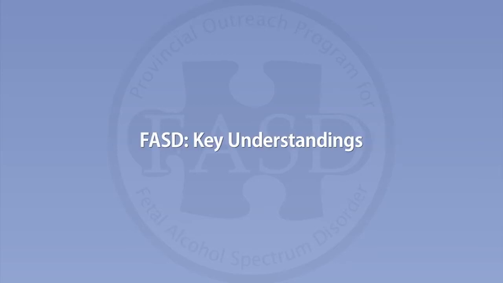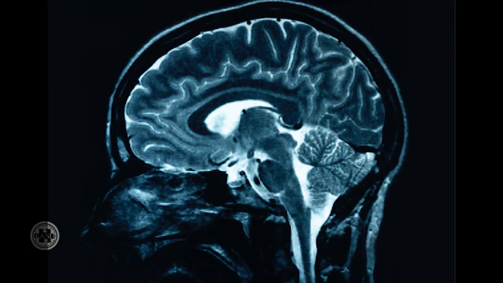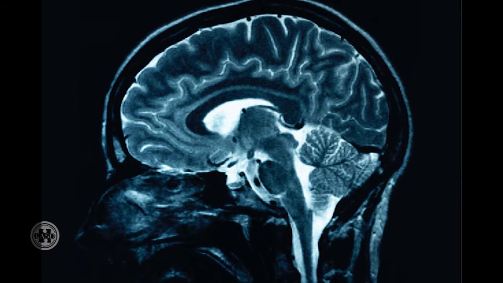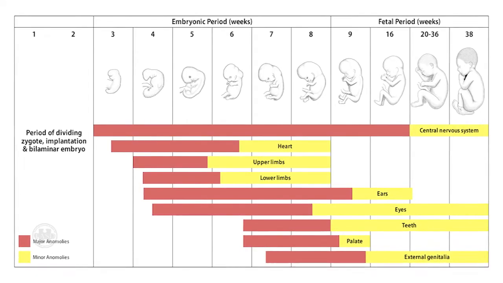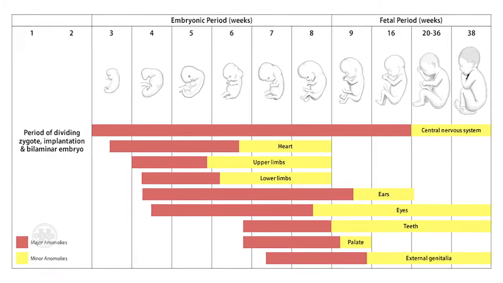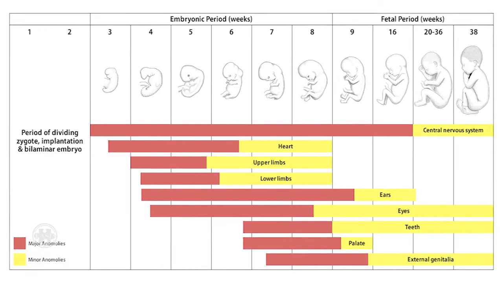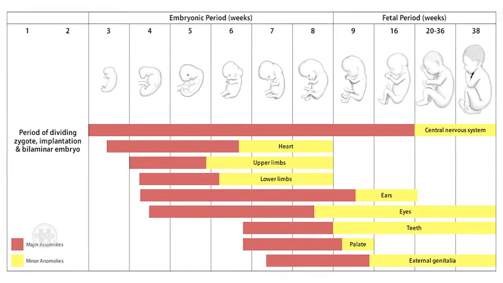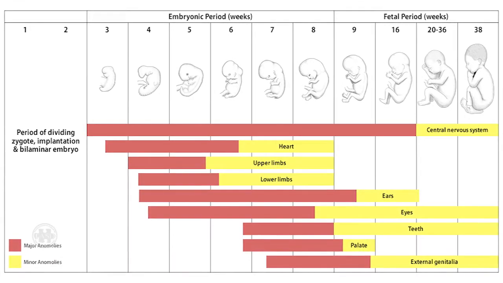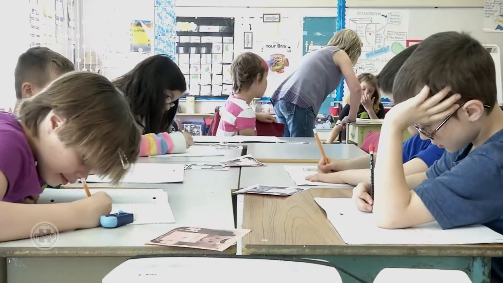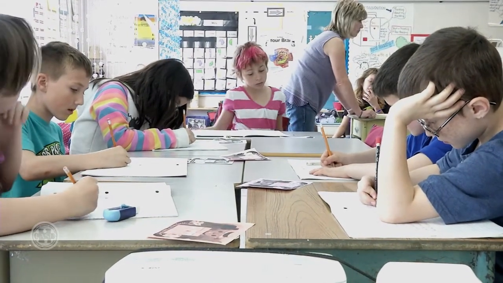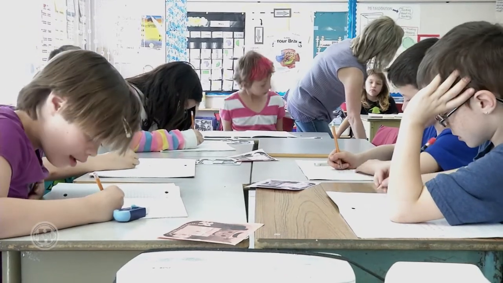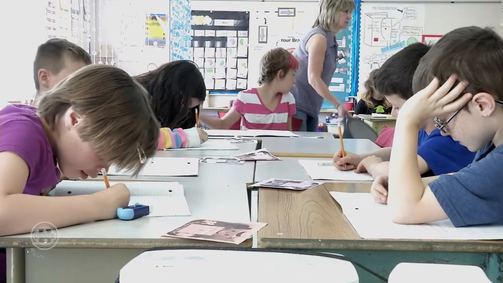Here are some key understandings about FASD. Research clearly shows that prenatal alcohol exposure may disrupt or alter the way the brain develops. The developing brain is vulnerable throughout pregnancy, and various parts of the body may also be impacted depending on the timing and the amount of alcohol exposure. The learning and behavior challenges that we often see in our students may be directly connected to difficulties in specific brain domains, like memory and attention.